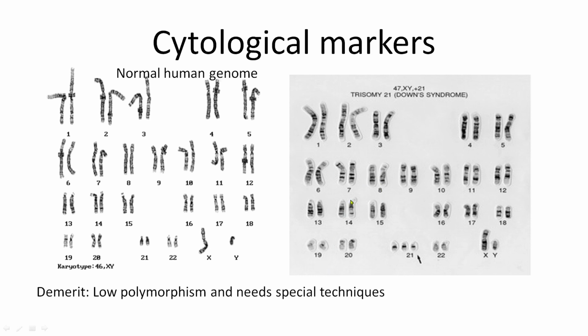Another type of cytological marker can be detection of an introgressed gene into an individual with the use of a fluorescent labeled probe. That is called fluorescent in situ hybridization, FISH. Such type of marker has some demerits. Say for example, low polymorphism, the amount of polymorphism present here is very low, and it needs special techniques. For example, the fluorescence in situ hybridization technique needs special techniques, so it comes with high cost.